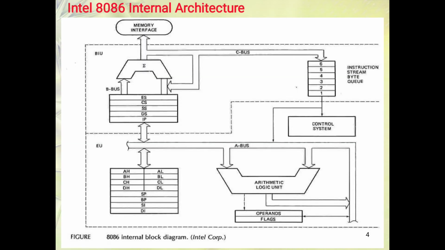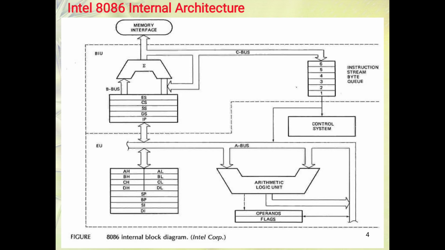Right, in the architecture you have two parts. One is the execution unit and another is the interface unit. The arithmetic logic unit is in the execution unit. The upper part is the interface unit, interfacing with the memory. That's why it is called the interface unit. Here there is a decoder, code segment, data segment, stack segment, and extra segment with the instruction pointer. The bus interface unit is related to the buses.